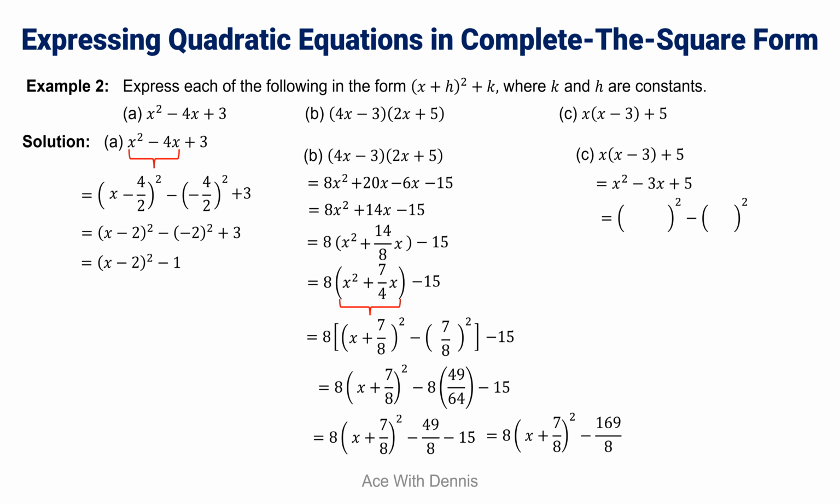So the first bracket I'll write x minus 3 over 2, because the middle term is negative 3x, right? So divide by 2. The second bracket also negative 3 over 2, then square. Next, just expand the bracket for the middle term. It will become x minus 3 over 2 square minus 9 over 4 plus 5, and calculate the constant term. We'll have x minus 3 over 2 square plus 11 over 4. So this will be the answer for C.